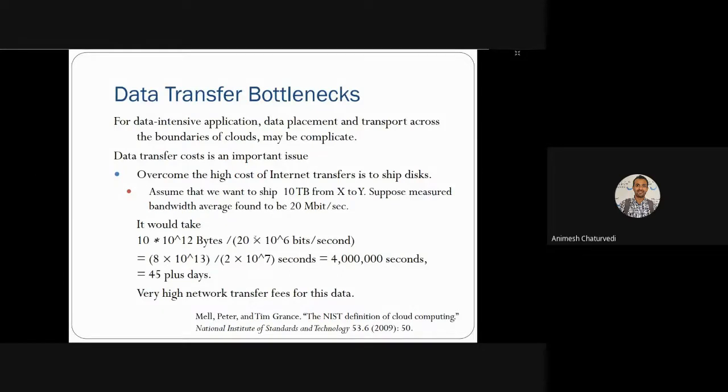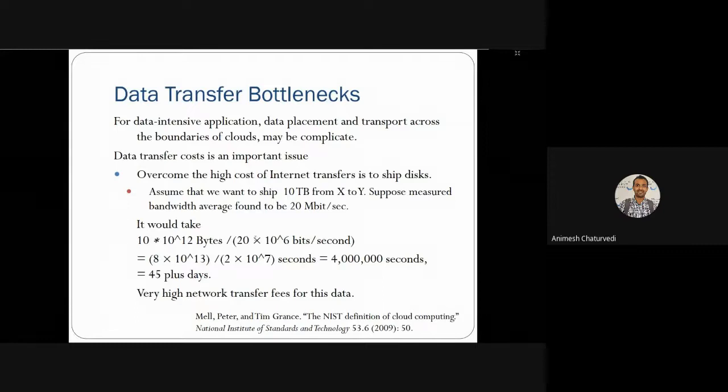Then what happened? What amount of time would it take? When you calculate it as a numerical, 10 cross 10 to the power 12 bytes divided by 20 cross 10 to the power 6 bits per second, you get this large amount of 4,000 seconds. So it's around 45 plus days it will cost. So it will take a huge amount of time. Then there are very high network transfer fees to pay, for 45 plus days.